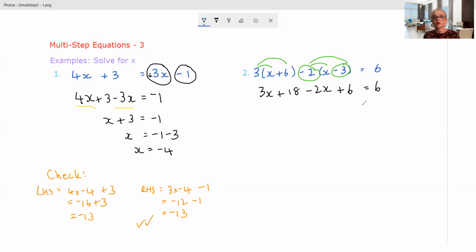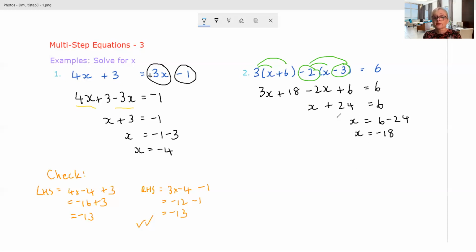Now, if you're a little bit more advanced, you might notice that you've got 6's on both sides, so you can kind of like cancel them off and make the right-hand side 0, but let's not go there just at the moment. 3x minus 2x is x. 18 plus 6 is 24. We want to get rid of the adding of the 24, so we're going to take that away. And we're going to end up with x is -18.